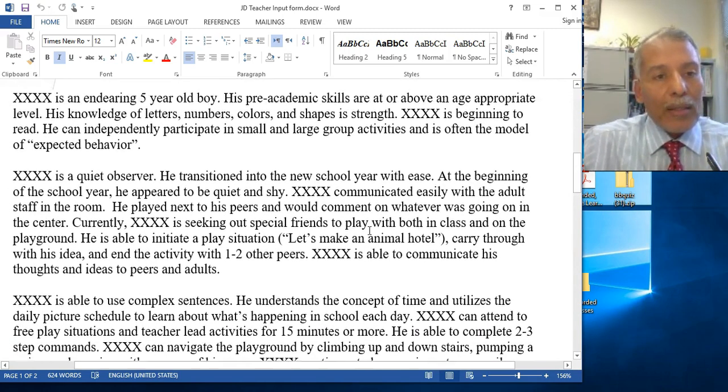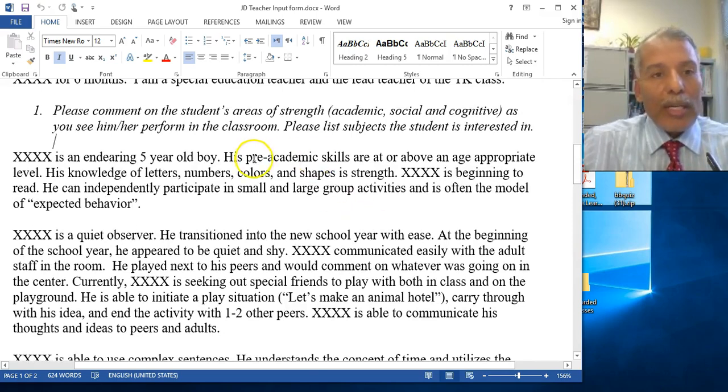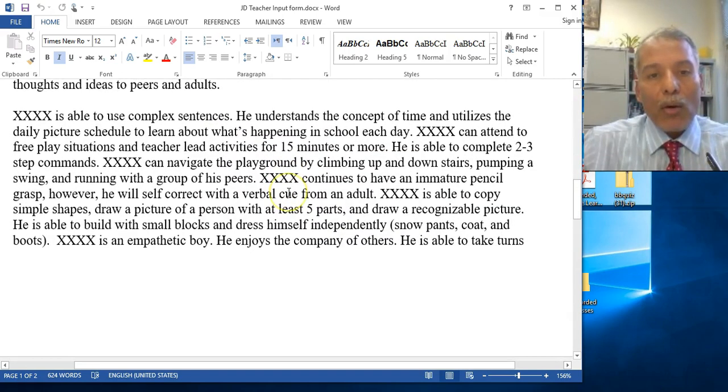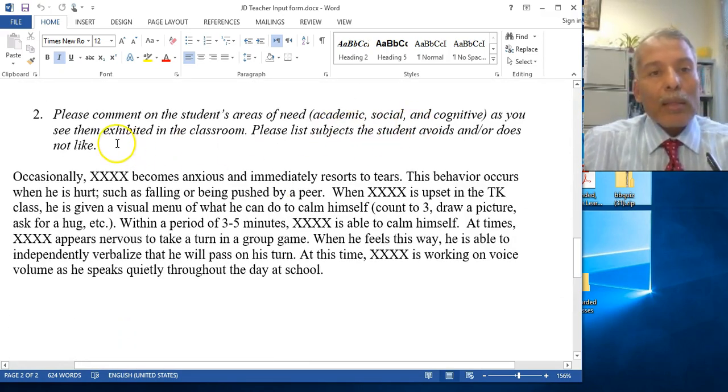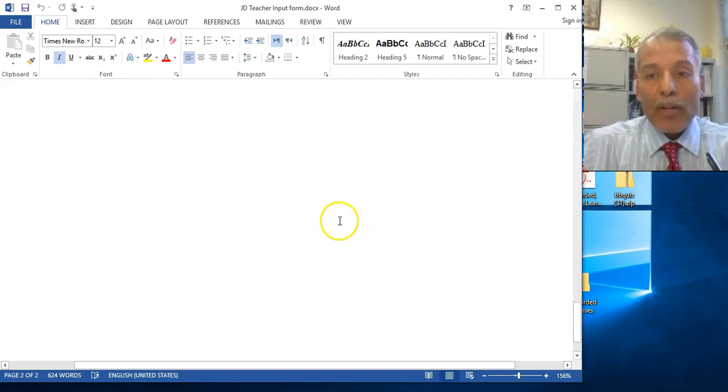Then the other question is the areas of need, and also list subjects the student avoids and or does not like. And basically they avoid or don't like them because they do not have enough knowledge about these subjects. And we want to know why they do not have enough knowledge. We can tease this out a little bit more through other questions to the parents and the teachers. So that is a very important thing.